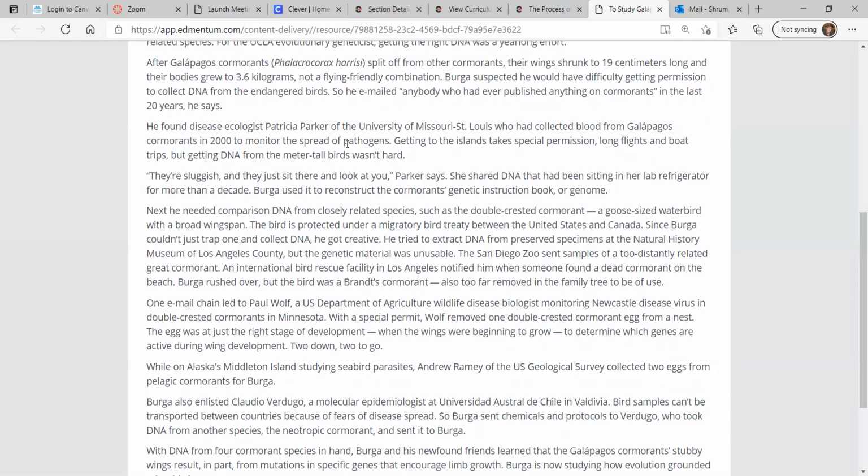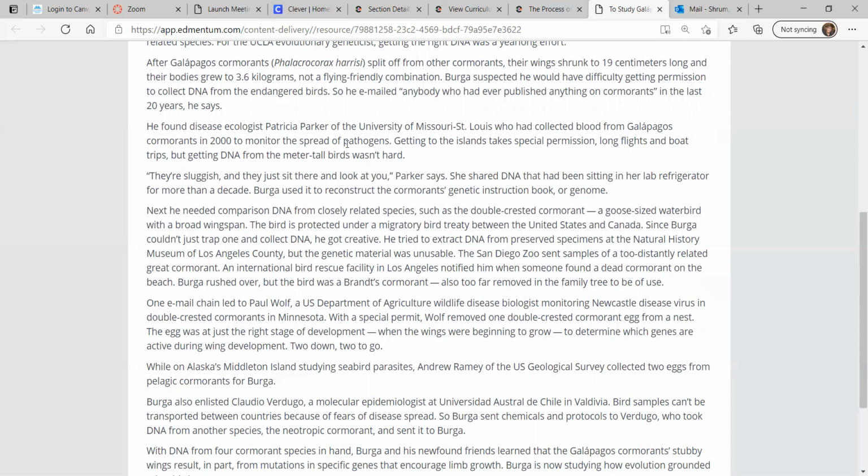Berga suspected he would have difficulty getting permission to collect DNA from the endangered birds. So he emailed anybody who has ever published anything on cormorants in the last 20 years, he says. He found disease ecologist Patricia Parker of the University of Missouri, St. Louis, who had collected blood from Galapagos cormorants in 2000 to monitor the spread of pathogens.